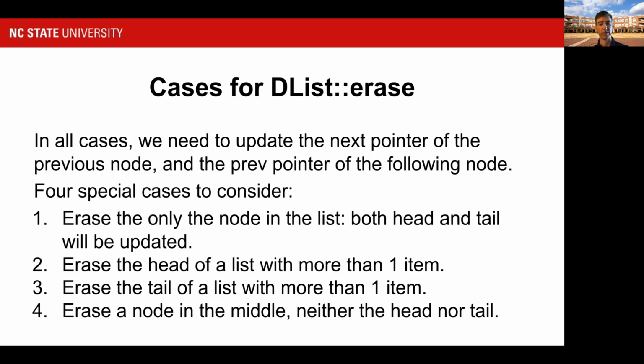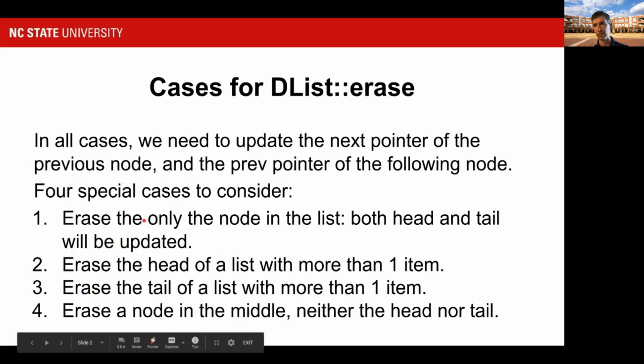Okay, and in the last case, erasing a node in the middle that's neither the head or the tail, we're going to have to connect the two nodes on either side of it to point to each other, as I just talked about up here in this first point, that we need to update the next pointer of the previous node and the previous pointer of the following node, or the one we're deleting. And that'll fix it up. Now, because these first three cases are very similar to cases we've already handled, I'm not going to talk a lot more about them. I'm just going to focus on erasing a node in the middle that's neither the head nor the tail.